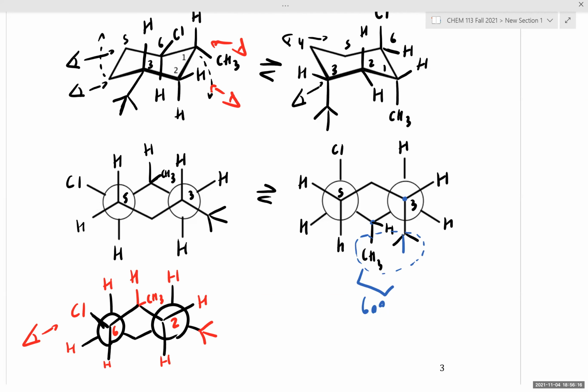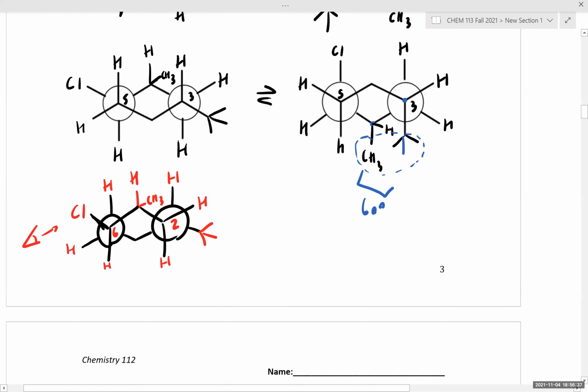So this tert-butyl group doesn't care that this hydrogen is close by, but it cares tremendously if this hydrogen is branching off of a carbon and it's brought in close proximity to the tert-butyl group. Does that make sense? Yes, that clarifies it. Thank you. Yes, of course.